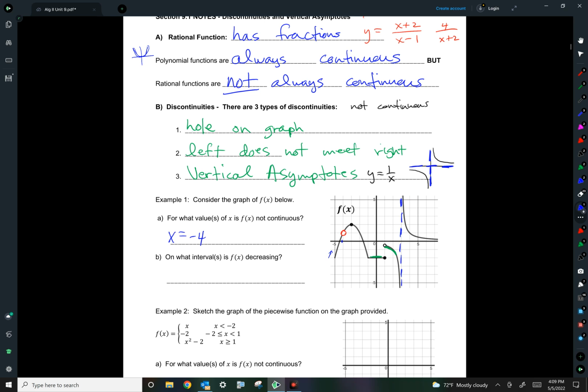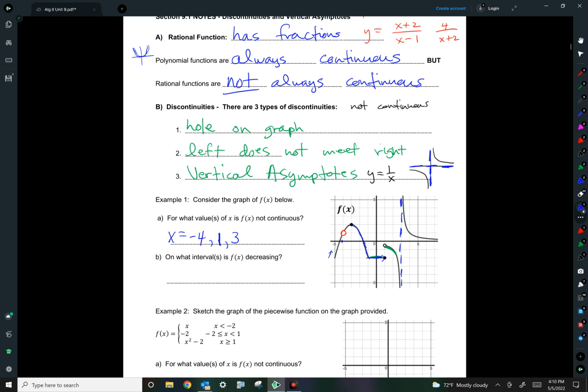Okay, if I keep going along this graph, right there at x equals 1, where the left side does not meet up with the right side, we'd say the graph is not continuous. And then finally, right here where we saw a vertical asymptote at x equals 3, we would say the graph is not continuous. So those are all places where the graph is not connected.